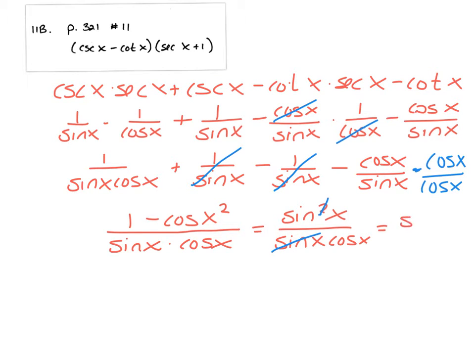So this is going to simplify to be sine of x over cosine of x. Well, that's a definition relationship. I know that that is equal to tangent of x. I'm down to one function, so that is my final answer.